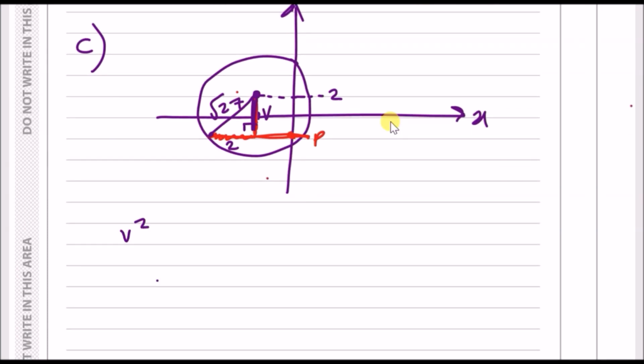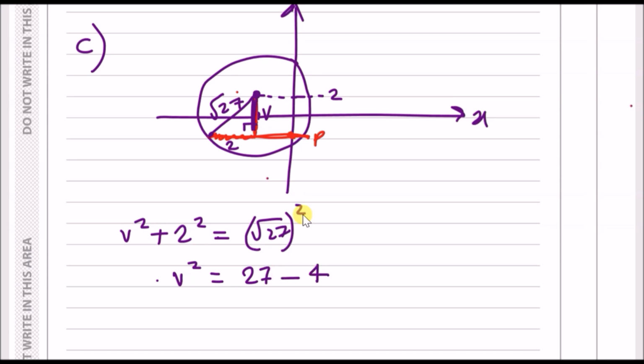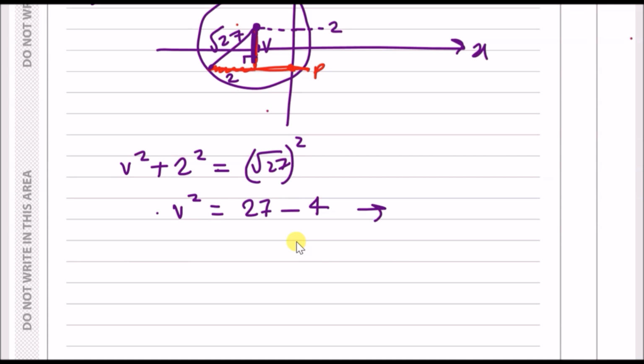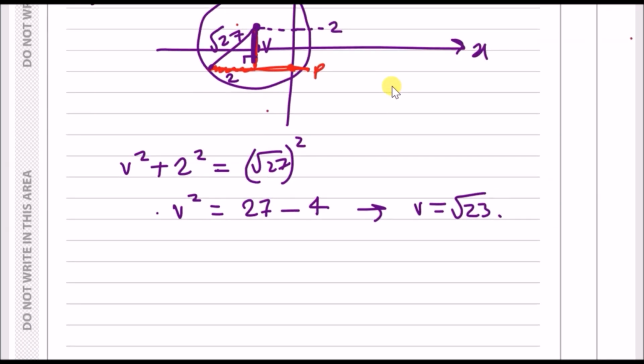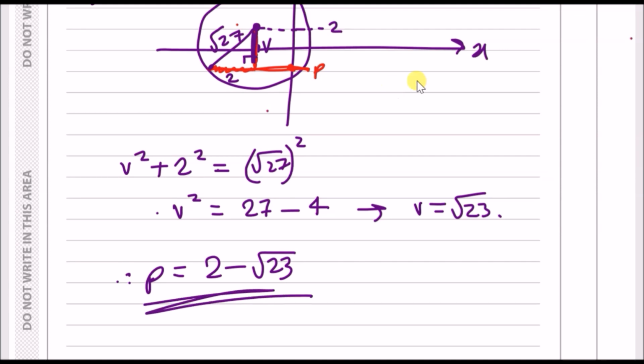We're going to have v squared plus 2 squared equals the square root of 27 squared. And then making v the subject, guys, it's just going to be v squared equals, well, root 27 squared is just a whole 27, minus 2 squared is 4, so that's actually 23, and the square root of 23, well, just call it root 23. And that's it. So the actual length of this one is root 23. That means p is root 23 less than 2. So therefore p equals 2 minus root 23. And that's it, guys. This is the end of the question.